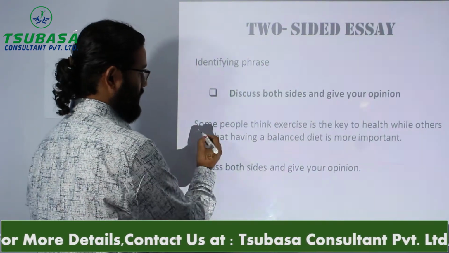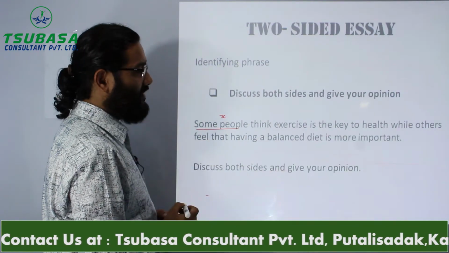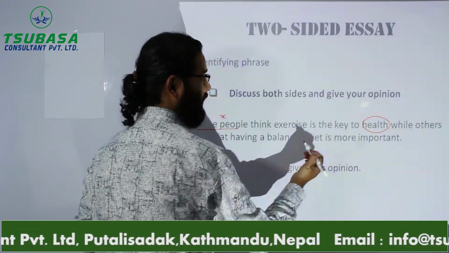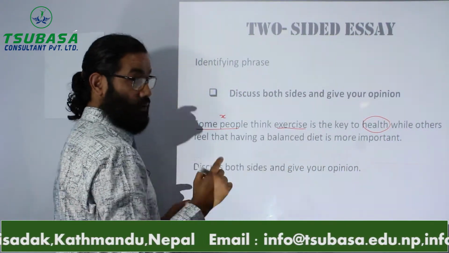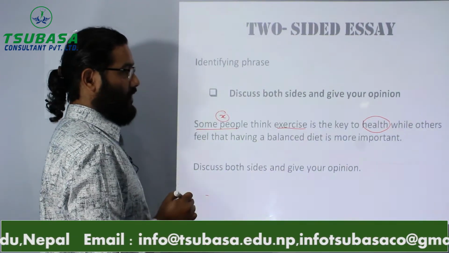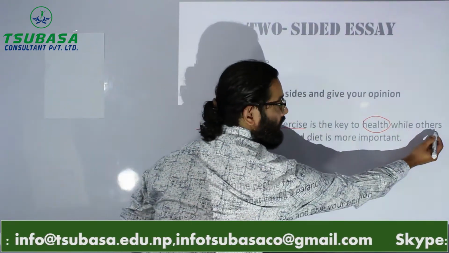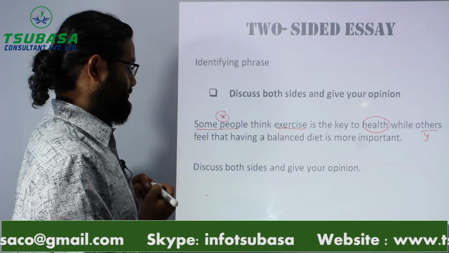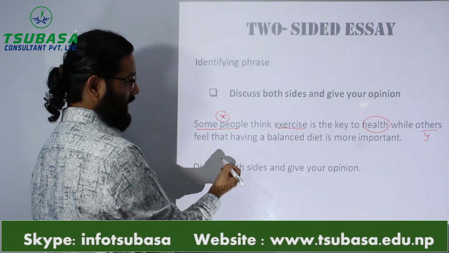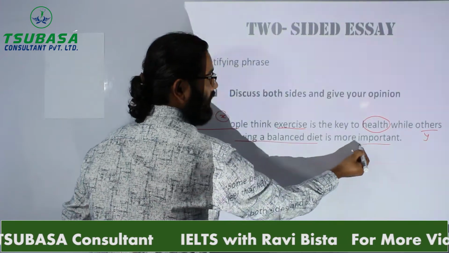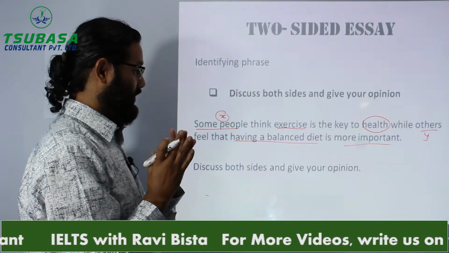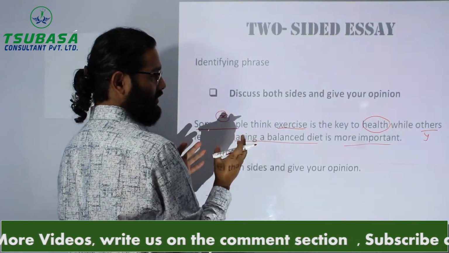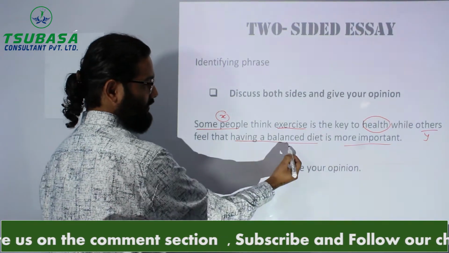Let's do this. Some people, let's take this as X, think exercise is the key to health. That means how you become healthy is because of exercise. Who's saying this? X. While others, let's take this as Y. If X says this, what does Y say? Others feel that having a balanced diet is more important. So the battle is between a healthy lifestyle because of exercise or because of a balanced diet.